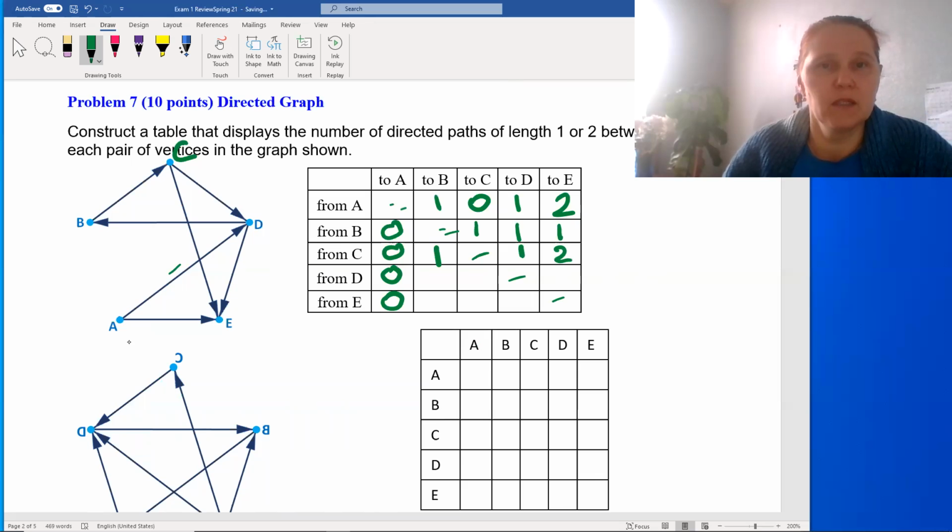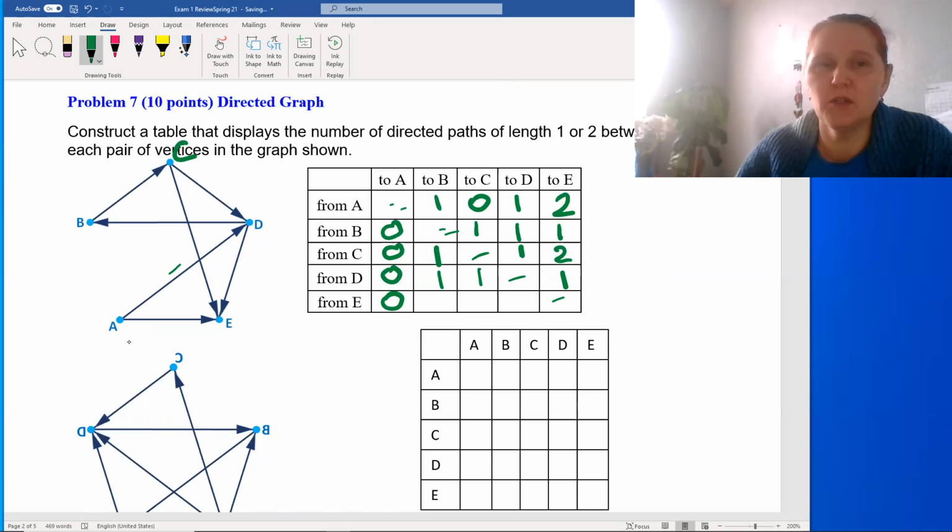From D to B, one way. So you look at the edges that come out of D. Yes, there are 2 and only one of them comes to B. From D to C, look, D, B, B, C, just one way. D, E, no way to come to C, so that doesn't work. From D to E, only one way.